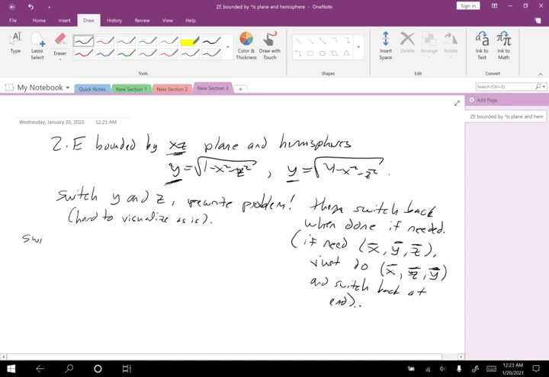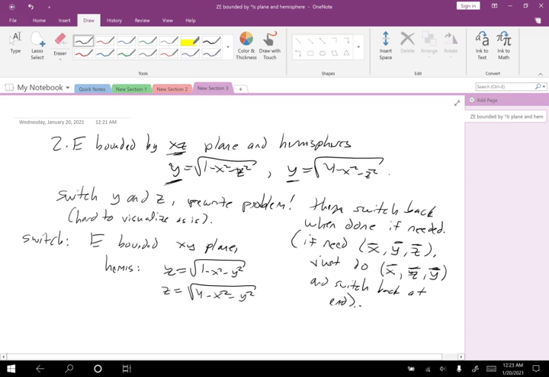So if you do the switch, E is now bounded by the xy plane and the hemispheres z equals 1 minus x squared minus y squared, and z equals 4 minus x squared minus y squared. So this is much more familiar, and it's just easier to work with this way. So again, if you see the x squared minus y squareds and the z, I would just think spherical coordinates.